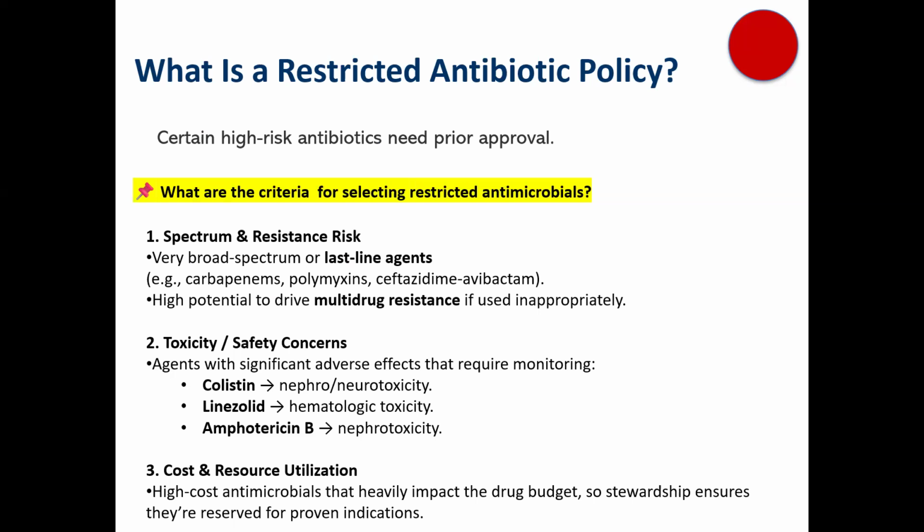So these are the most important criteria, but also we should not neglect the cost and resource utilization. Antimicrobials that have a very high cost carry a negative impact on the drug budget. So those antimicrobials with a high cost need to be restricted, and sometimes the patient does not need to start these antimicrobials. So from the stewardship point of view, these antimicrobials should be restricted.